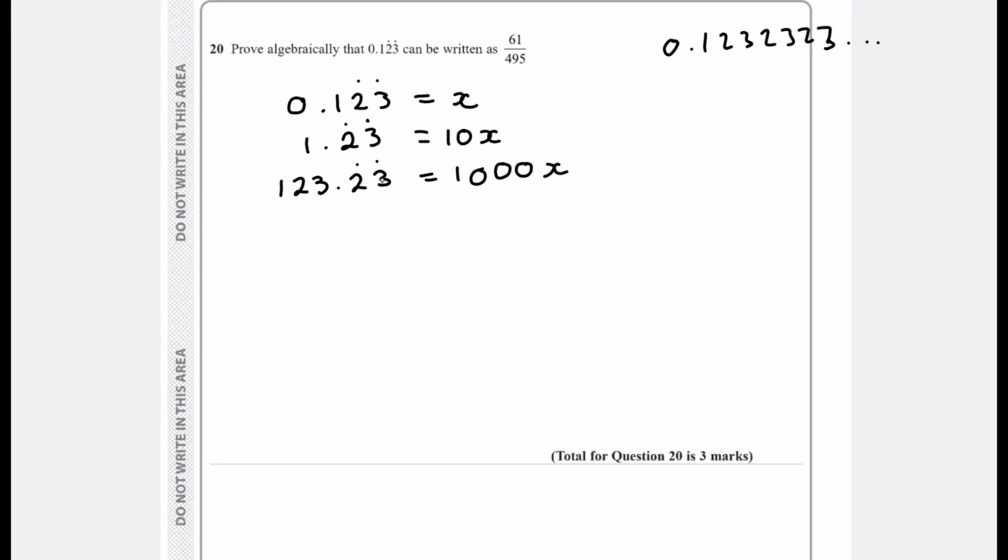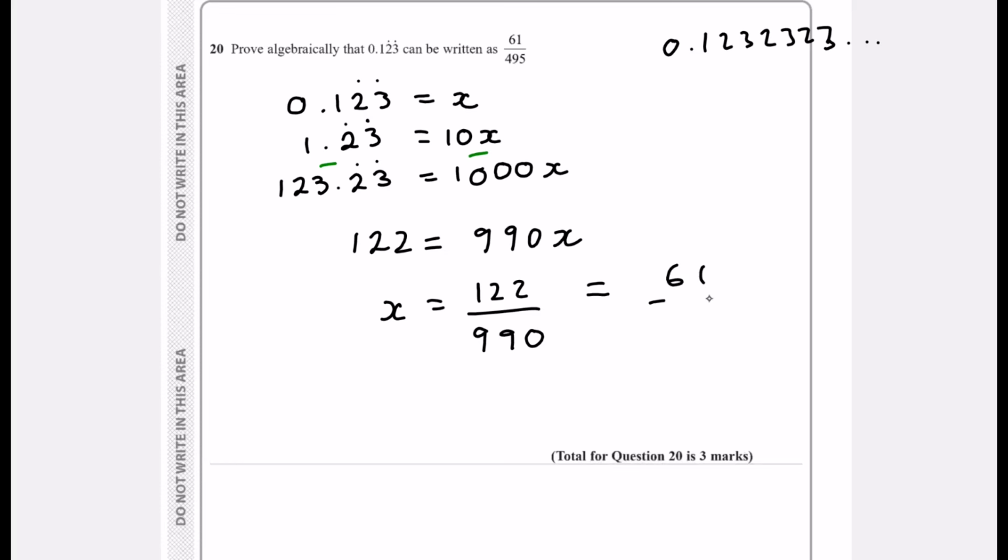So now I've got two things that end in the same thing. I can take them away from each other. So 1,000 x's take away 10 x's. 1,000 take away 10 is 990. And that is 123.23 recurring. Take away 1.23 recurring. The recurring bits cancel out. So it's just 123 take away 1, which is 122. I can get x by itself by dividing both sides by 990. And then half the top, half the bottom, and we have our answer.